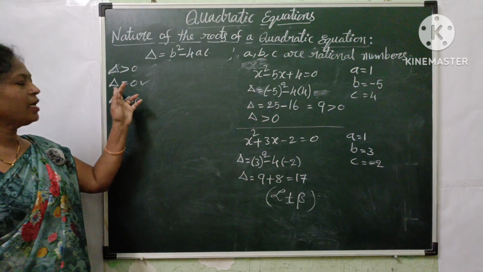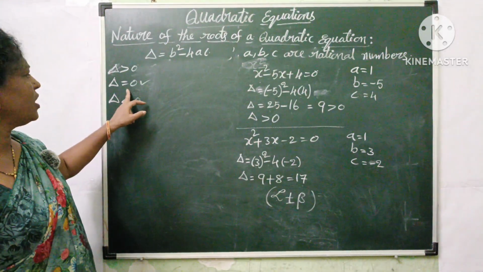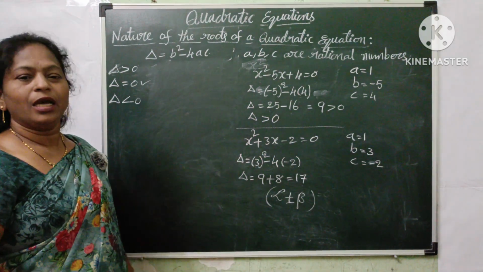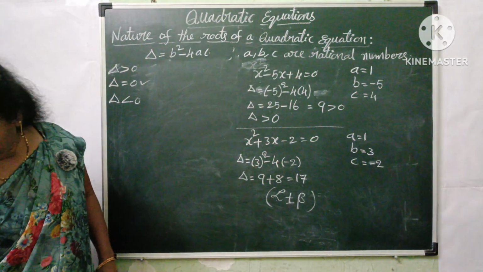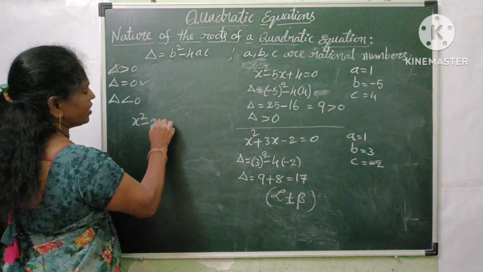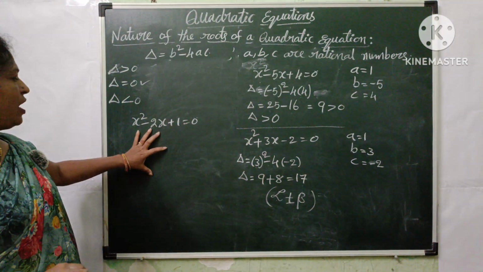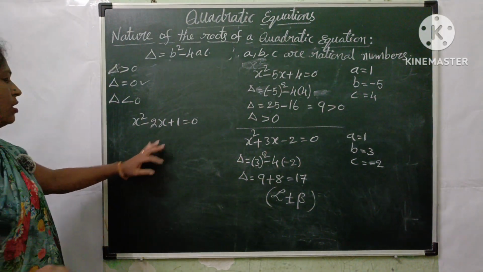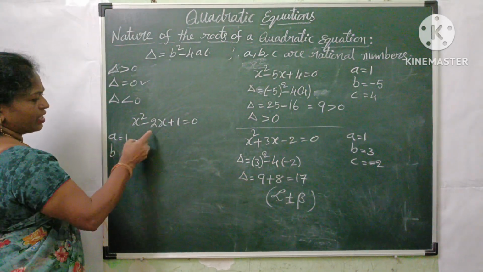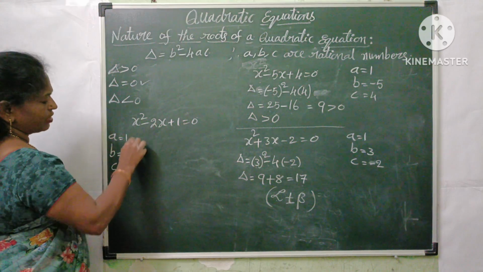Next one, delta equal to 0. When delta equal to 0, roots are rational and equal. Let us see one example. Here x square minus 2x plus 1 equal to 0. For example, I have taken this equation. Here the x square coefficient is 1, the x coefficient b is minus 2 and the constant term is 1.